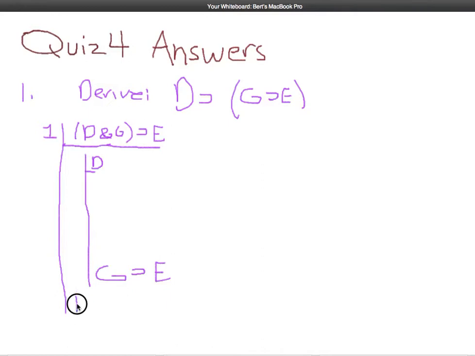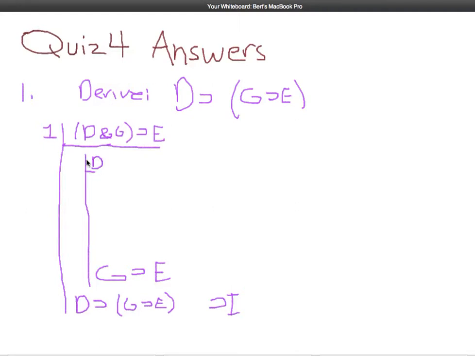And actually, let me also write down here what our goal is. This is what we want to derive. So if D, then if G, then E. A lot of you were tempted to let this subderivation have the form of this conditional. And I totally understand the temptation to do that, but the idea here is that this is the conditional that we want to derive, right? So here we were going to want to use conditional introduction. And to do that, we need to assume the antecedent, which is just D here, not D and G, because this is the conditional we want to derive.